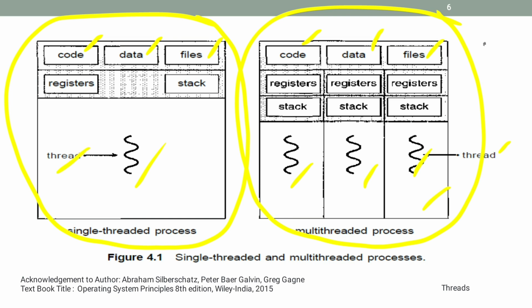Every thread means a flow of control. One control can execute one set of instructions. Here only one, whereas here, at the same time, three sets of instructions are being executed. That is the meaning. For this one thread, it has its own registers and stack. So for three threads, three sets of registers and stacks will be there.